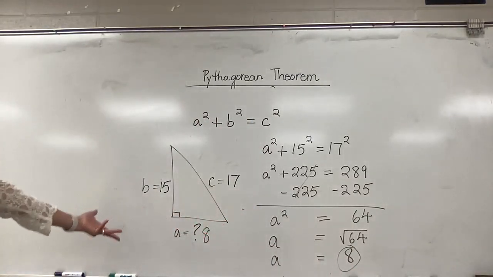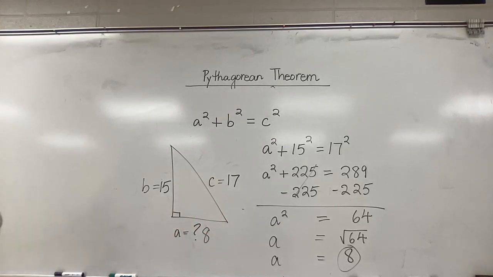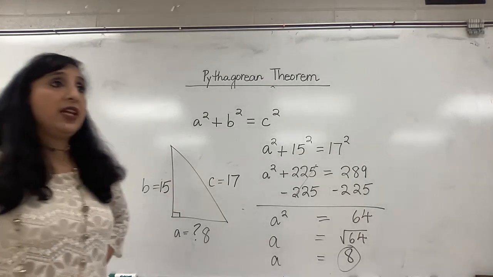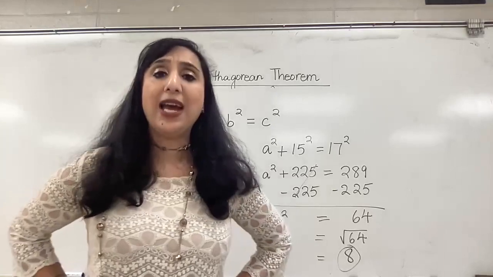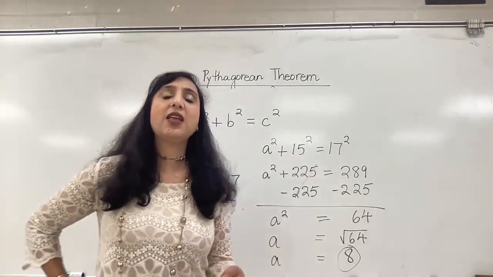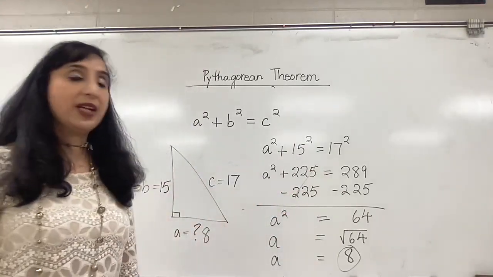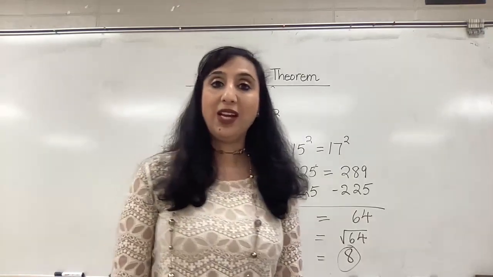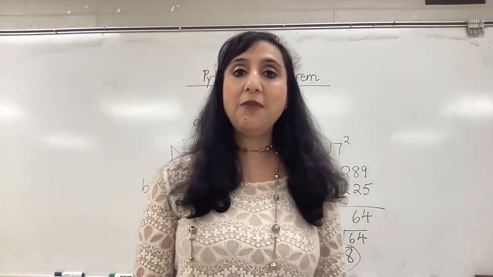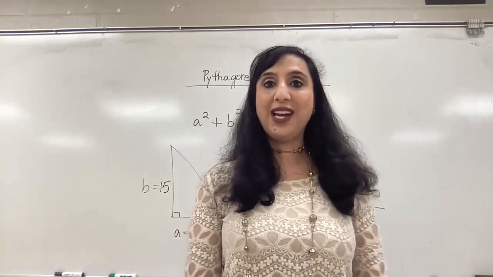Some examples are 3, 4, 5, which we have just done, 5, 12, 13, 7, 24, and 25. You have 8, 15, and 17, 9, 40, and 41. Then you have 11, 60, and 61. There are several of these that are Pythagorean triples, which give you the perfect answer when you are solving it. So that's the Pythagorean theorem, and it pertains to right angle triangles.